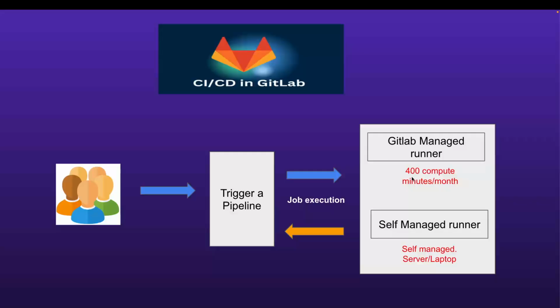So we will be using a GitLab managed runner. We have about 400 compute minutes per month, so whatever execution we do will run in the GitLab runner. Furthermore, we can use a self-managed runner, but that is not in the scope of this tutorial. I'll explain it in a different video.